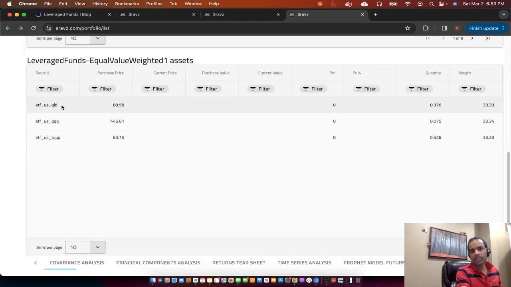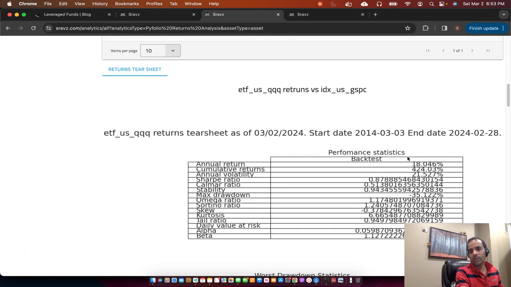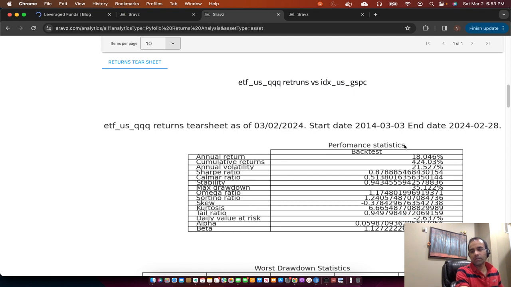Since QLD is $33 into 2 because of leverage, it's $66. Then you have $33 in QQQ, so these two together will be $100. And this is 33.33 into 3, which is close to $100. So in all, you have two times the exposure to QQQ compared to just one single asset, which is in one single ETF, the base QQQ.